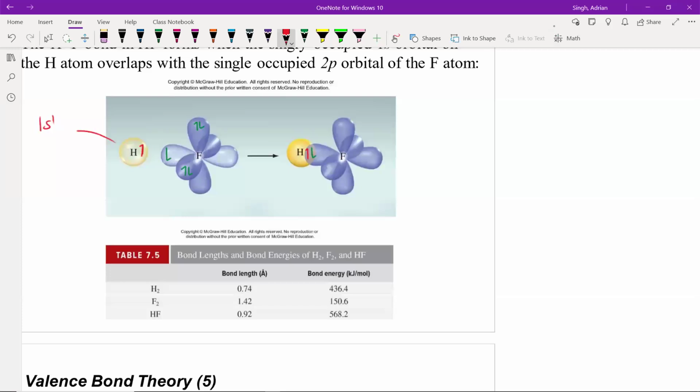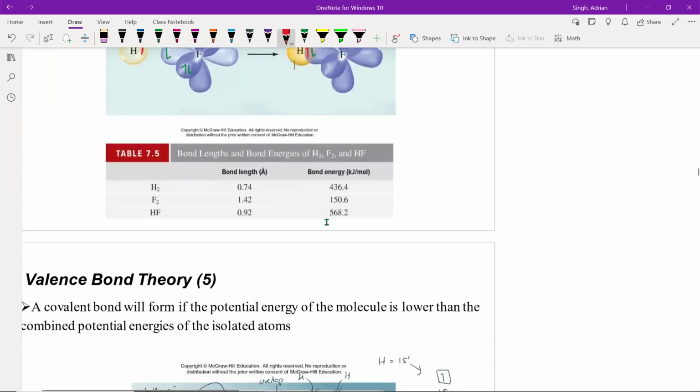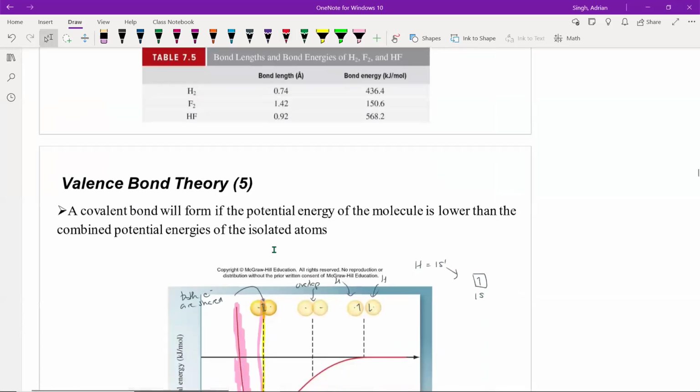We can compare the bond lengths in the hydrogen and the fluorine individually. Hydrogen has a shorter bond length, so it has a higher bond energy than fluorine, with a longer bond length and lower energy. The HF bond length is sort of intermediate, and the energy associated with it as well.